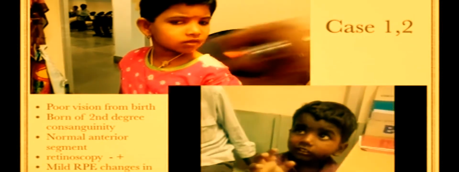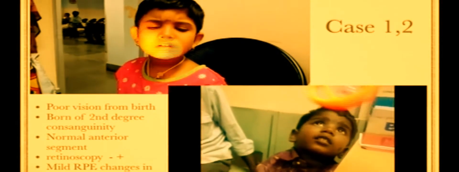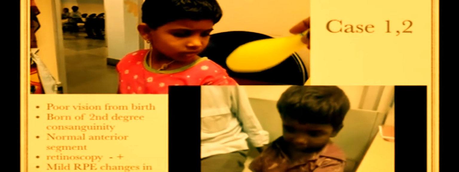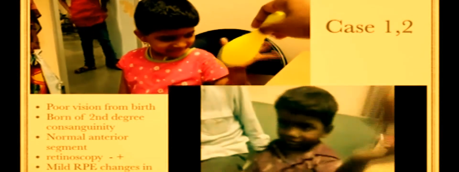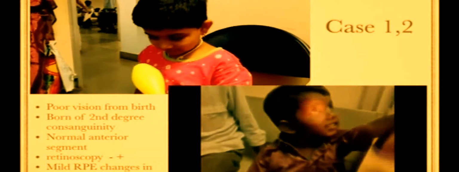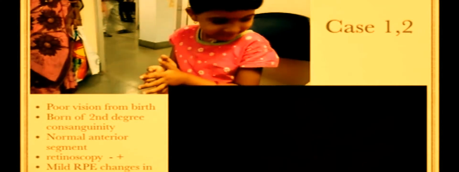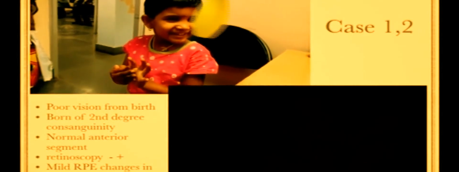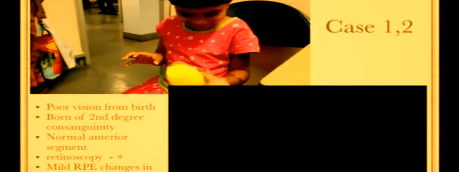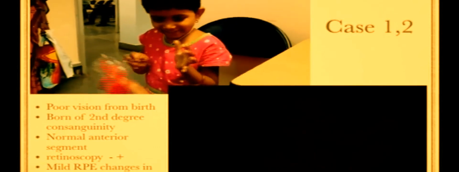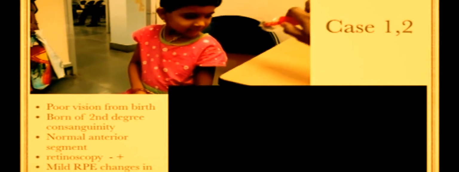You can just have a look at these two children. You can see that the light is being shown. The second child is able to fix on light, but is not able to see any objects. The first child is not able to see light that well, and is really not able to fixate on any objects. Both had a history of poor vision from birth, and were born of second degree consanguineous marriage, with a normal anterior segment, retinoscopy showing hyperopic shadows, and mild changes in the fundus. So there is very low vision here, very close. If there are some lighted objects, the child is able to see well, but otherwise the vision is only within 1 meter distance.